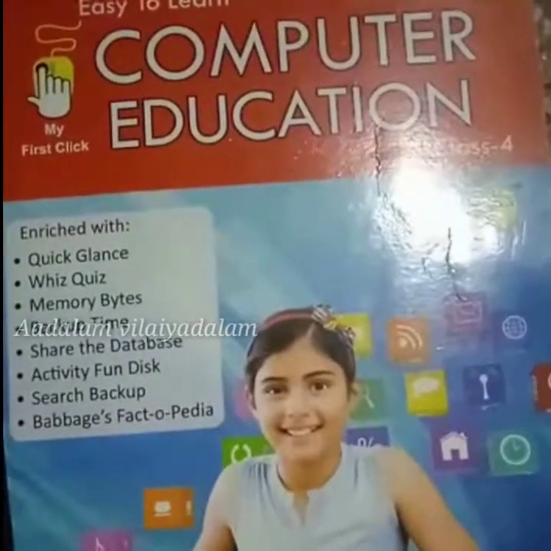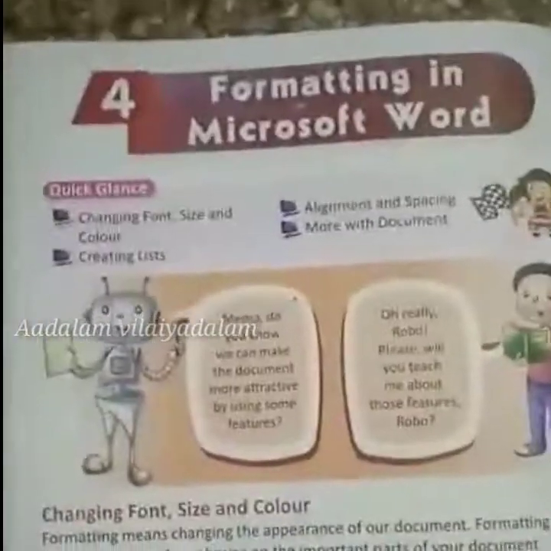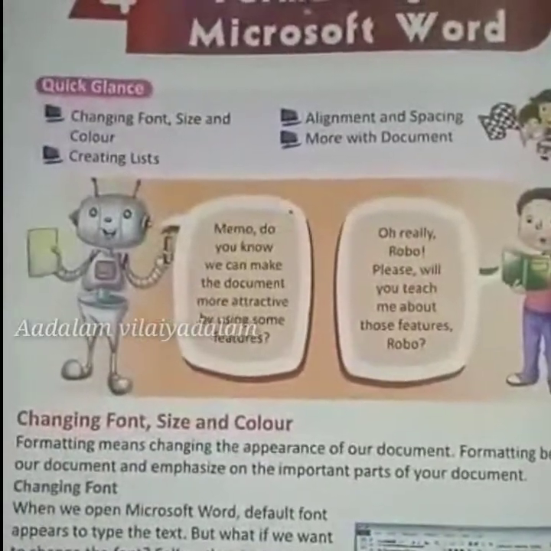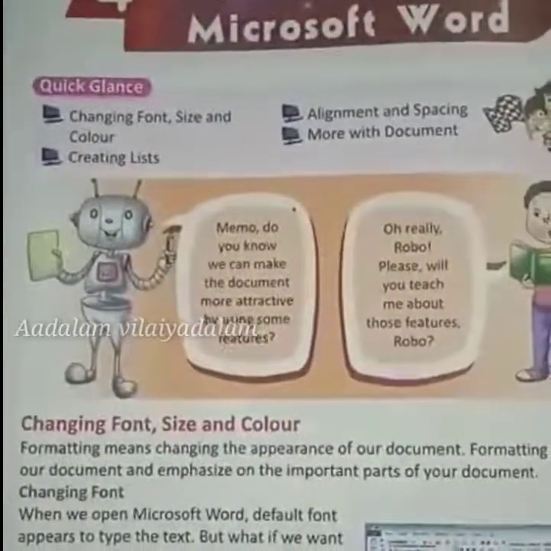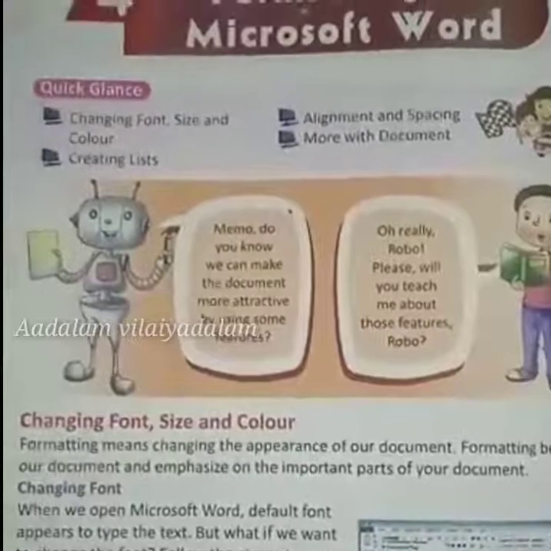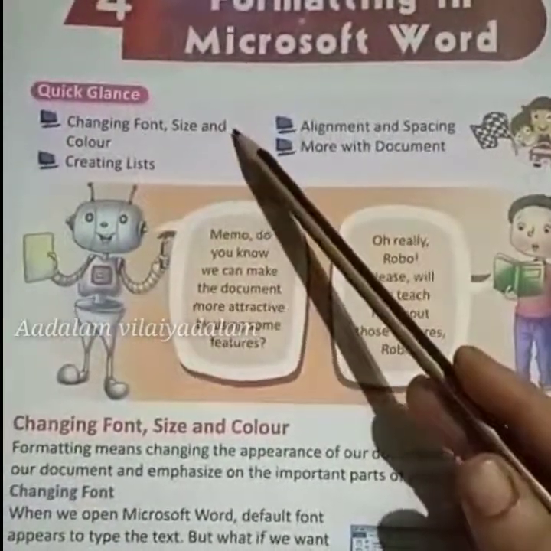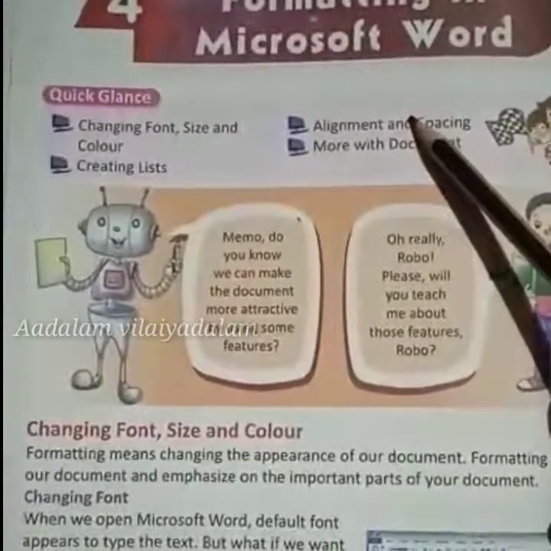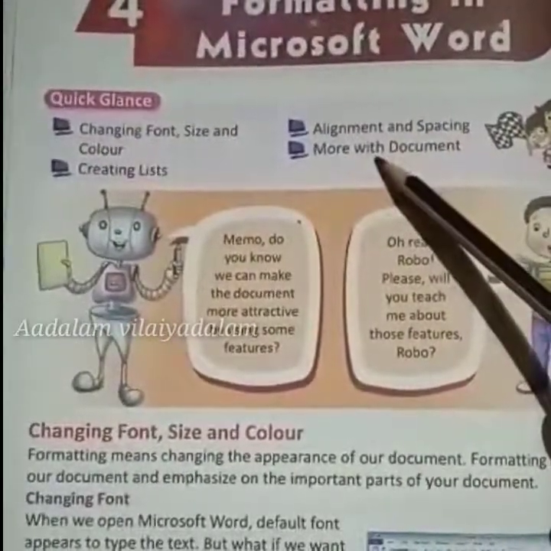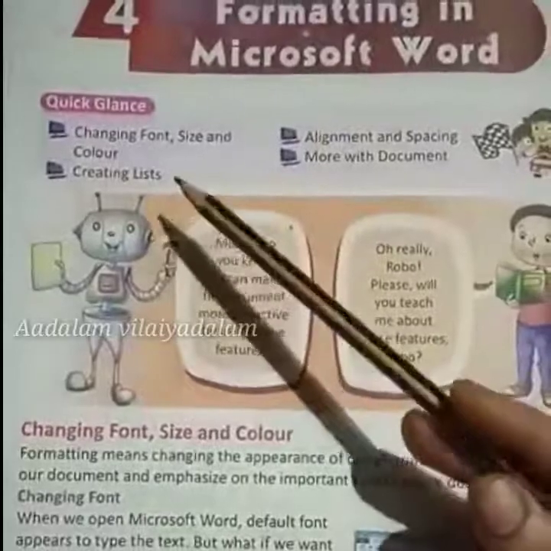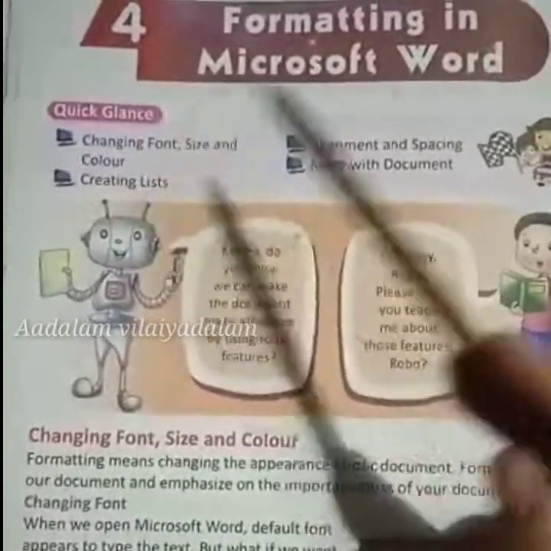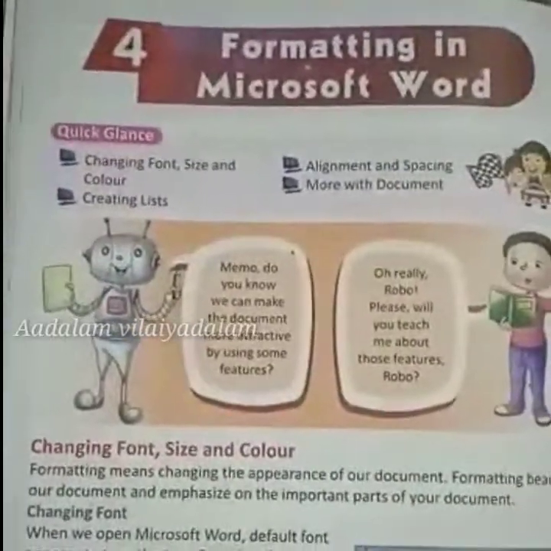Today we are going to see the fourth lesson in the computer, that is formatting in MS Word. So, what is meant by formatting? Formatting is nothing but the decorations. What are the decorations we can do on a document? First is changing the font size and colors, then alignment and spacing, more with the documents, and creating a list. These are all the topics we are going to see in this lesson.